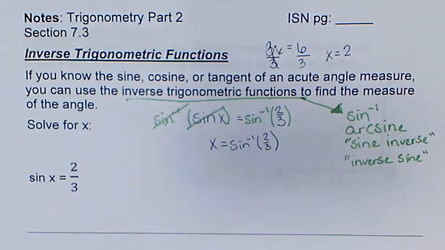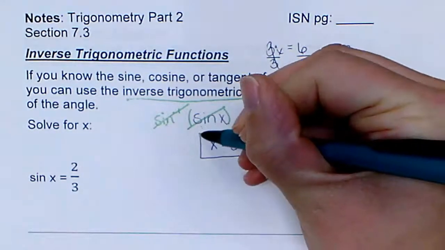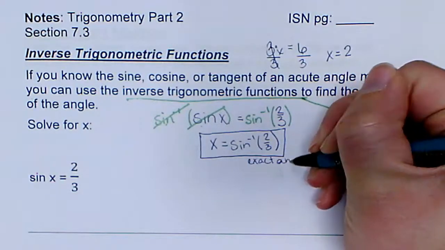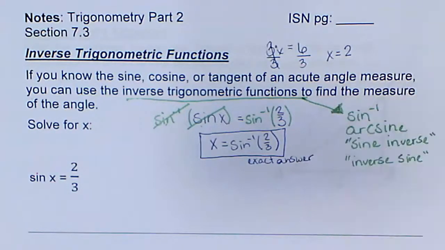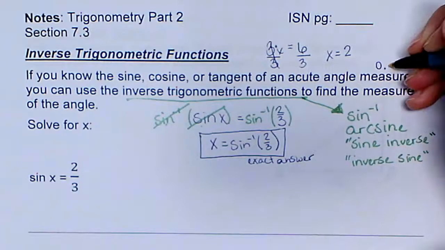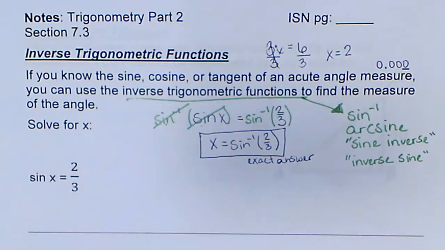Now, this is the exact answer. And a lot of times I'm asked to find the exact answer. So I'm going to box this because this is the exact answer. But occasionally I will ask you to find the answer rounded to the nearest thousandth. The nearest thousandths place is tenths, hundredths, thousandths. This one right here. So 3 decimal places, that's the nearest thousandths place.